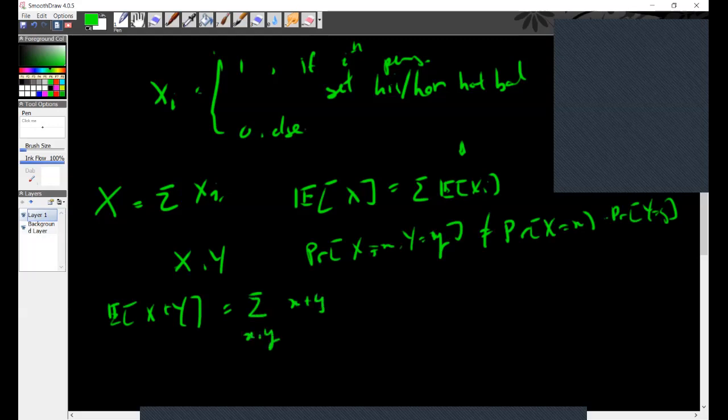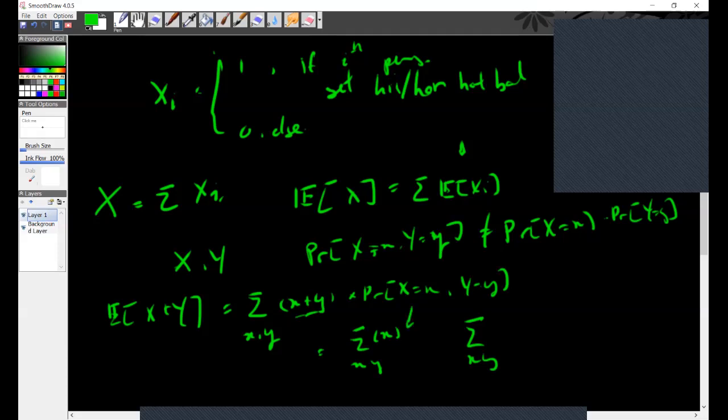X plus y times the probability that x is equal to x and the probability that y is equal to y, right? Then this is a sum, you can just split it into 2 parts, right? So this is summation with x, y, summation with x, y, x plus y. This part is x, just x, and then this part comes down. This part is y, this part just comes down, okay?